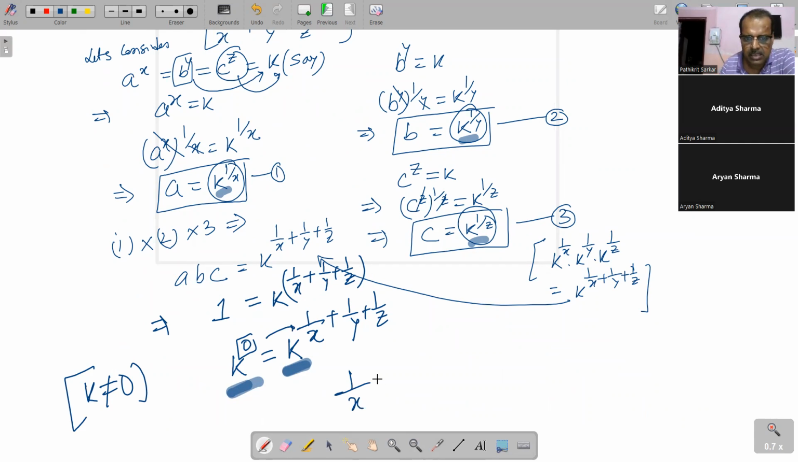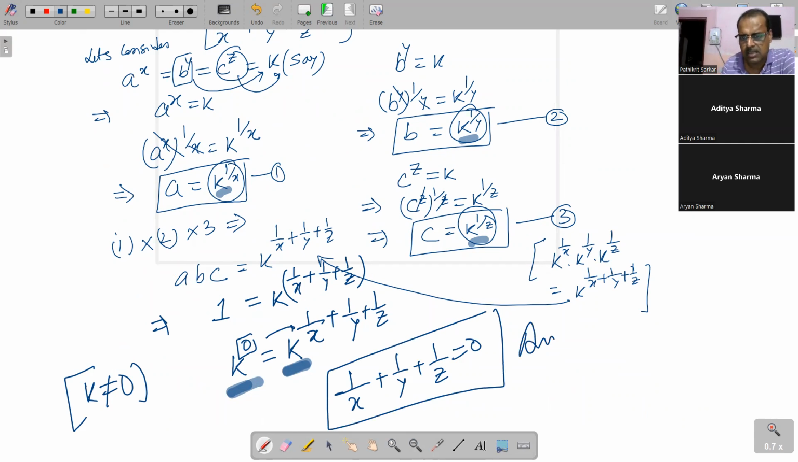So that means we can say 1/x plus 1/y plus 1/z is equal to 0 आएगा. So that is the answer of this particular question. तो इसी हिसाब से इसका आंसर आ जाता है. ठीक है. So this is the way you can find out the answer of this particular question. Take a look.